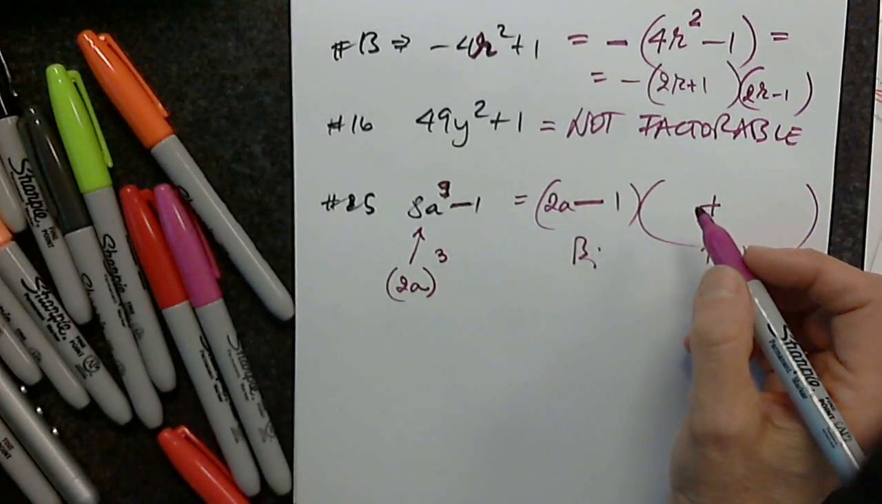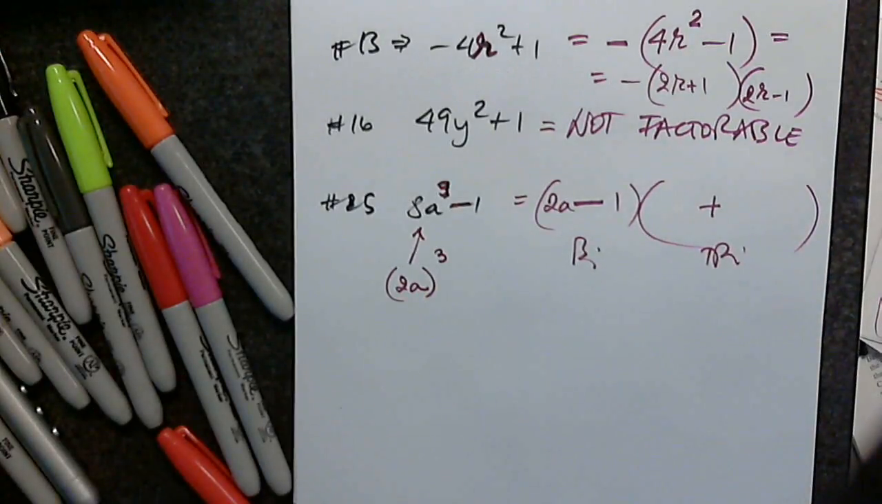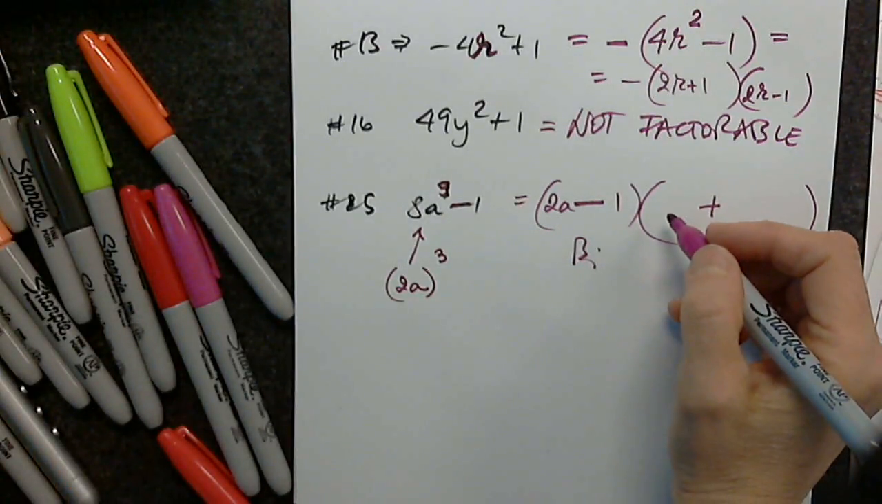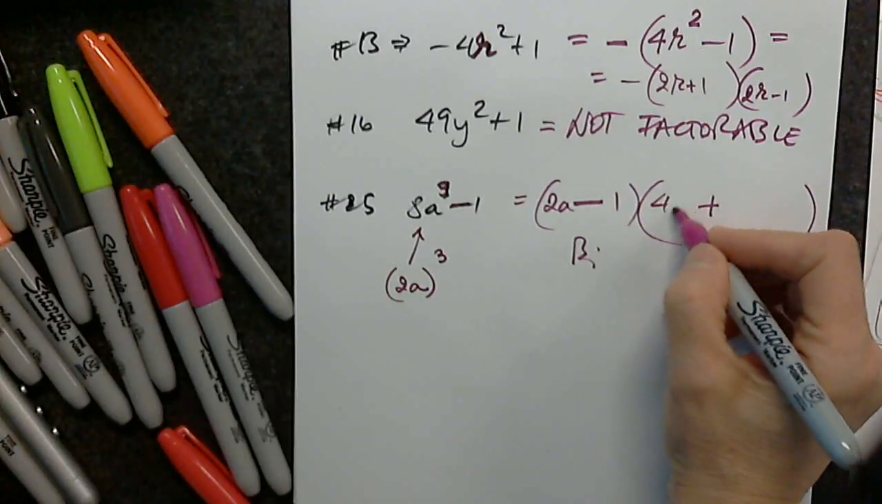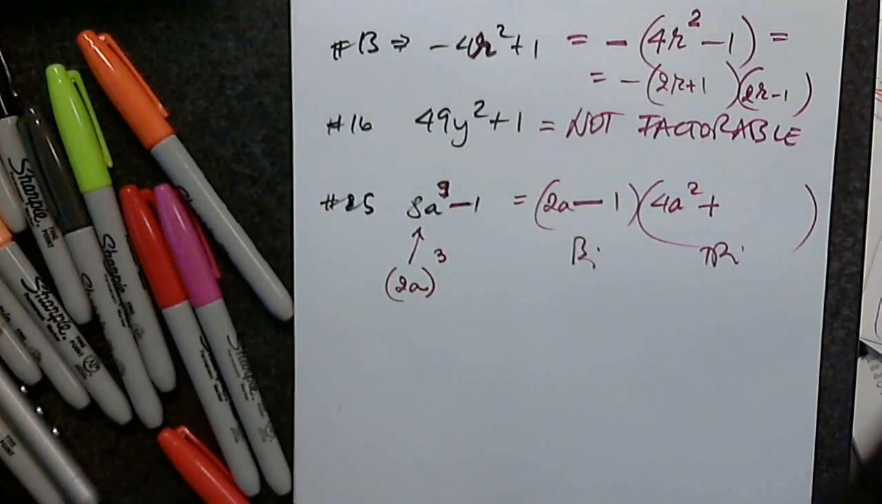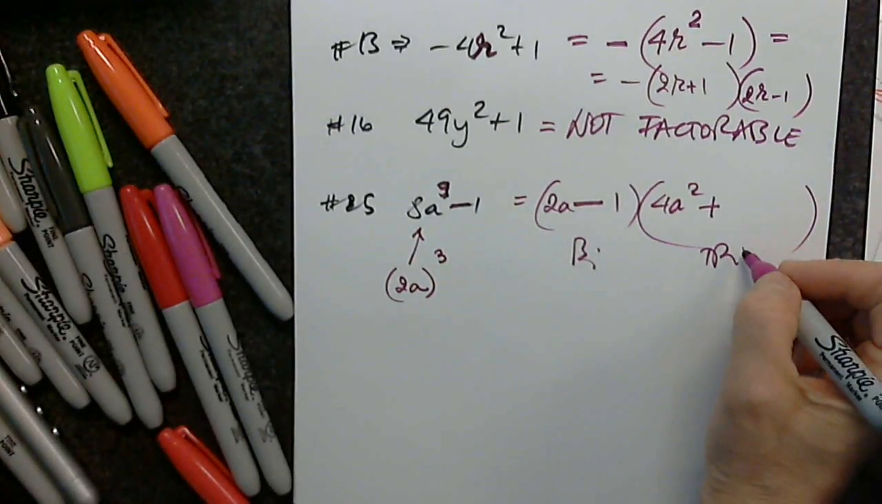Squared. I want the answer. You have to already imagine 2a in parentheses and squared. You have to square 2, you have to square a. Very good. Plus.